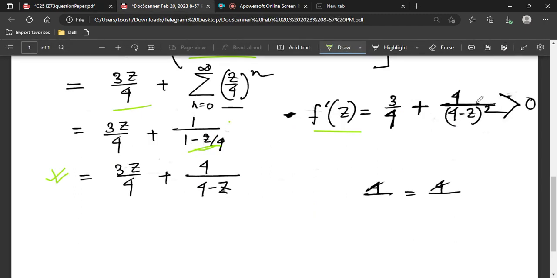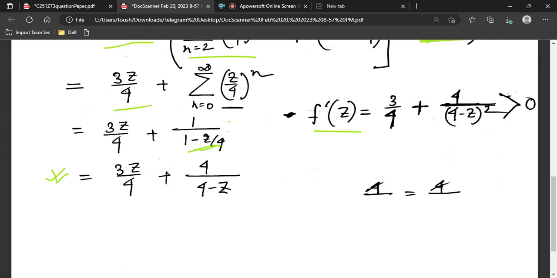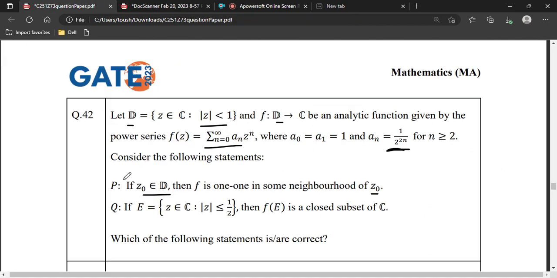So if mod z is less than 1, 4 minus z is what? 4 minus z is less than 3. That means it is positive, right? So 3 by 4 is positive, this term is positive. That means the whole term is positive. So f dash z is positive. So if f dash z is positive, that means what? F is strictly increasing, and f is strictly increasing means what? F is 1-1. So hence option P is true.